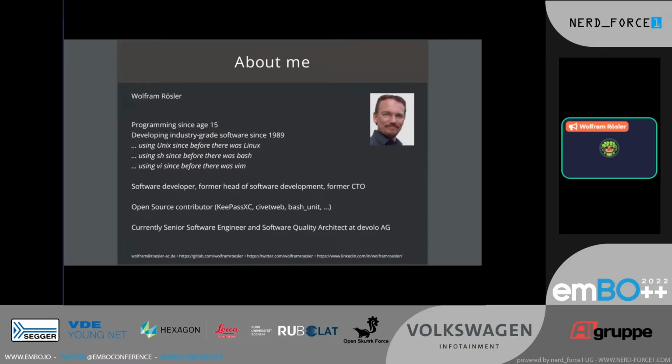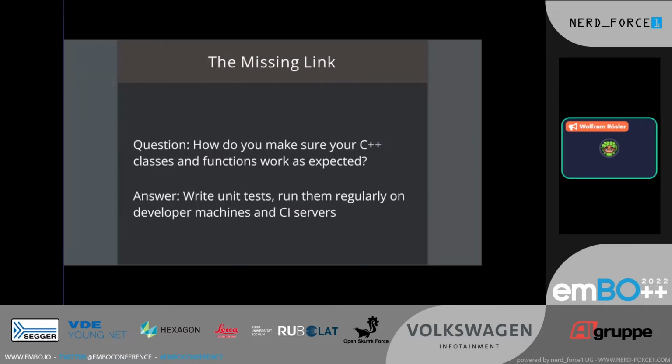So what's all this about? Let's begin with some simple questions. First question, how do you make sure your C++ classes and functions work as expected? And we all know that you write unit tests and you run them regularly on developer machines and CI servers, and you forbid merges when the unit tests don't pass, all that stuff. I hope you have something like that in place. That is just very, very simple stuff.